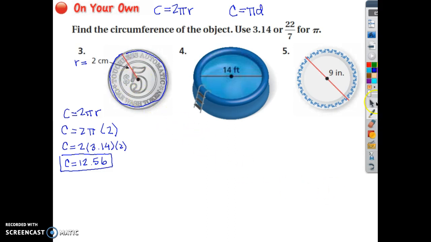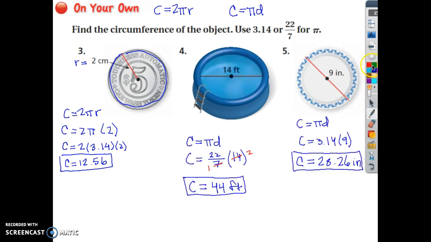Go ahead and take a moment to pause the video and try out numbers 4 and 5 on your own. And on your own number 4, they give us the diameter of this pool. The diameter is 14 feet. So I went ahead and used C equals pi times diameter. For the value of pi, I chose 22 over 7. Remember, if in doubt, always use 3.14.